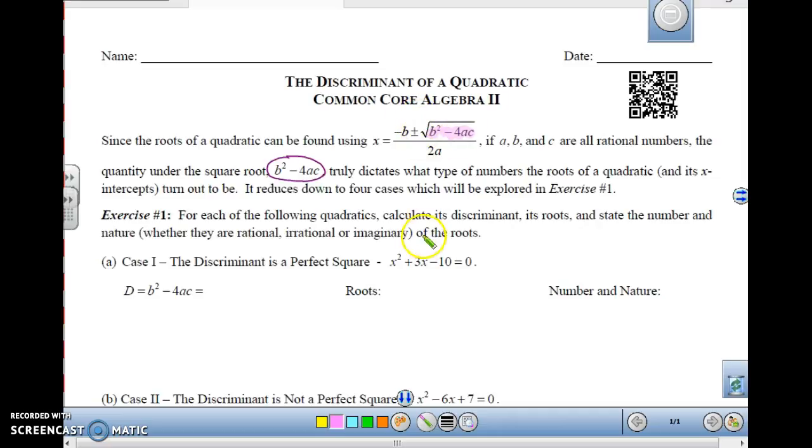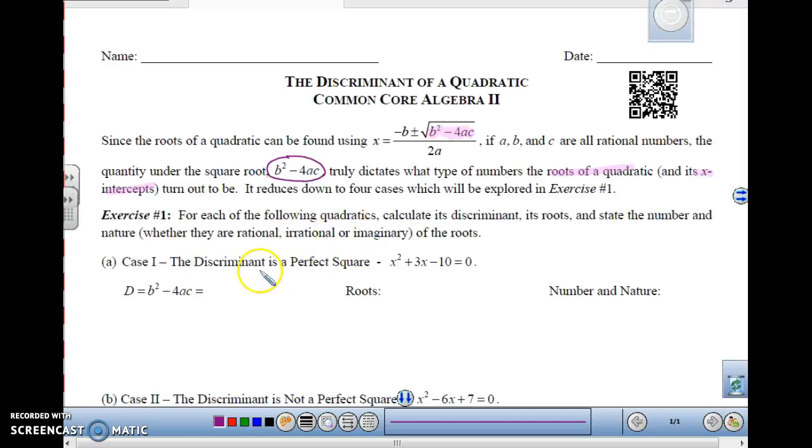Because what we are going to look at is what kind of number we get when you do the b squared minus 4ac. It indicates what type of number the roots of the quadratic and its x-intercepts turn out to be. So there are 4 cases that we're going to look at. For each of the following quadratics, we are going to calculate its discriminant, its roots, and state the number and nature, whether they're rational, irrational, or imaginary, of the roots.